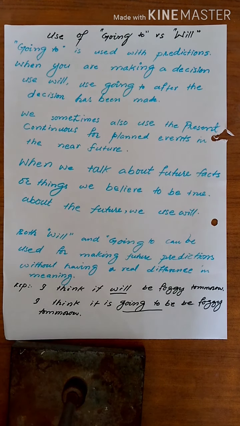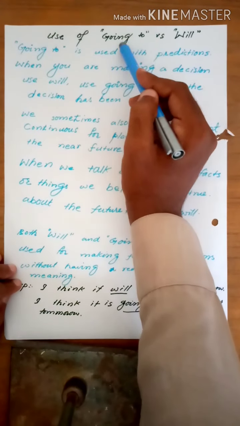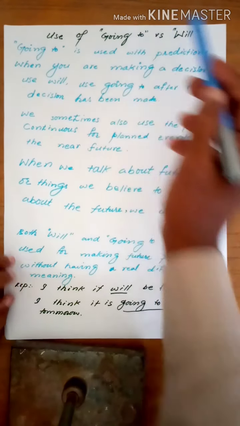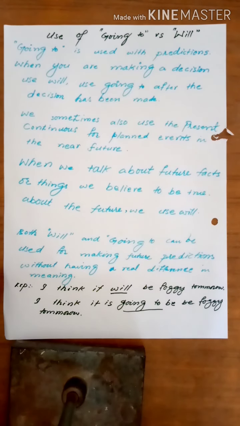For example, if I am using the sentence, I think it is going to be foggy tomorrow, or it is cloudy, I think it is going to rain. It is going to rain.